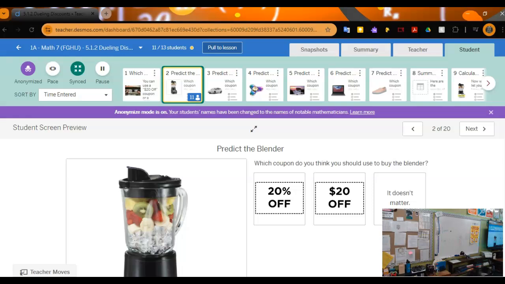What do you think about it? 20% or $20? What do you think? Why is that? When could the 20% coupon be used? So I guess that is a good thing to think about, what the price of it is, right? We don't know. Keep thinking about it for a moment.